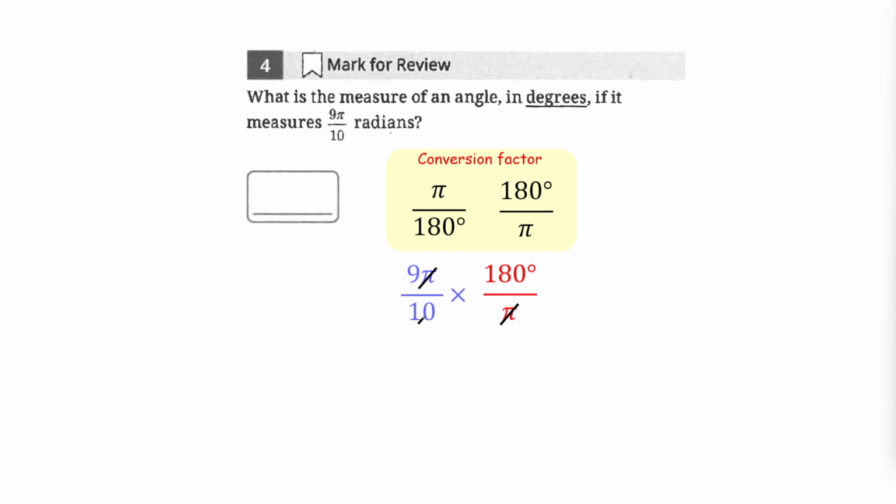the pi's, and crossing out a 0 in 10 and 180. We are left with just 9 and 18 on top. Multiply them and we get 162 degrees.